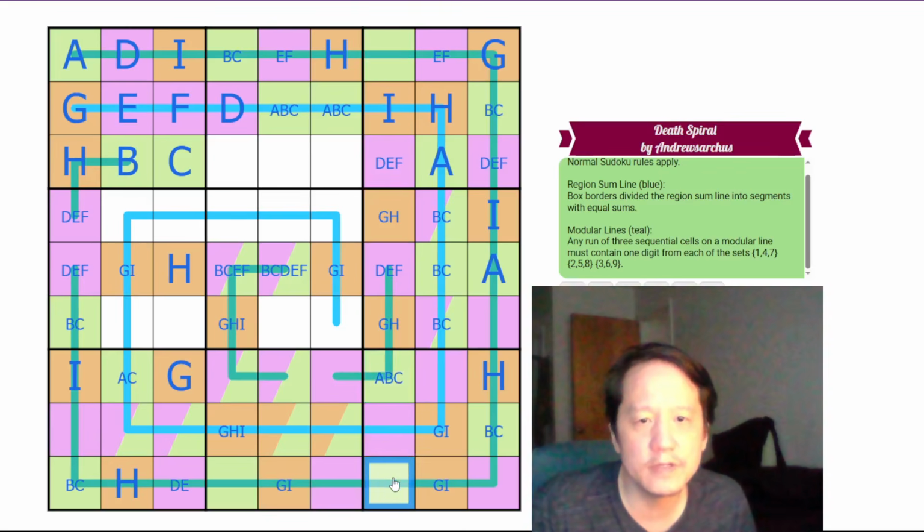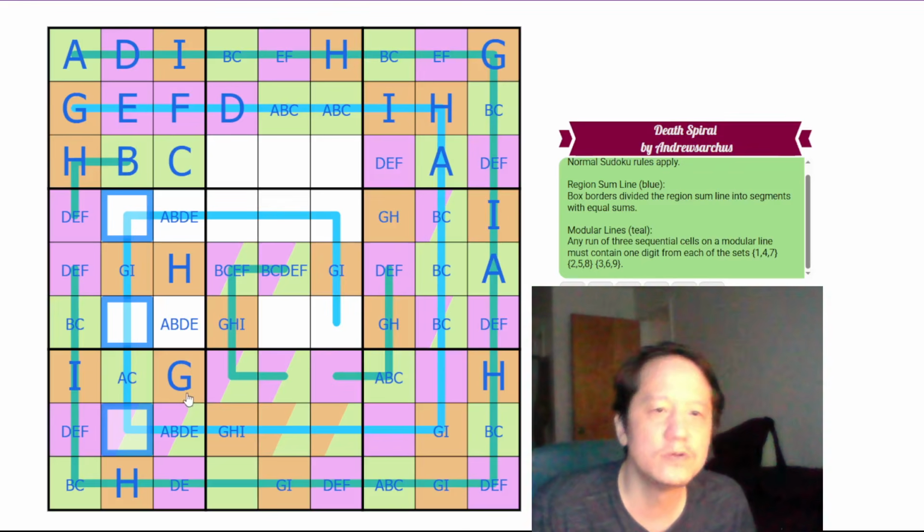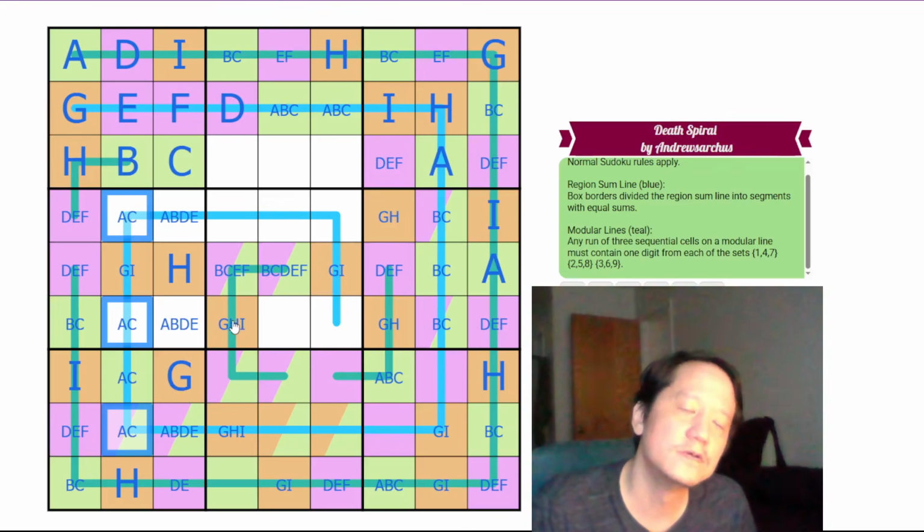A, B, C, A, B, C. This is B or C. D, E, F. This can't be D or E. So this is D, E, F. Remaining cells of column 3 are A, B, D, and E. Remaining cells of column 2 are A, C, F, G, and I.